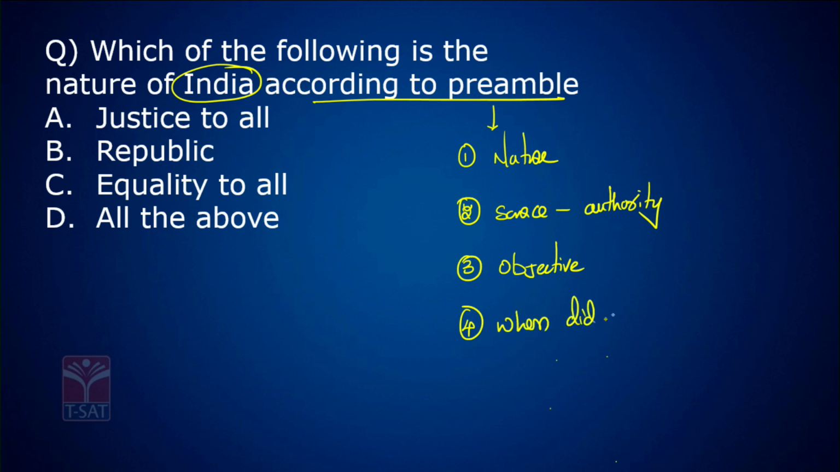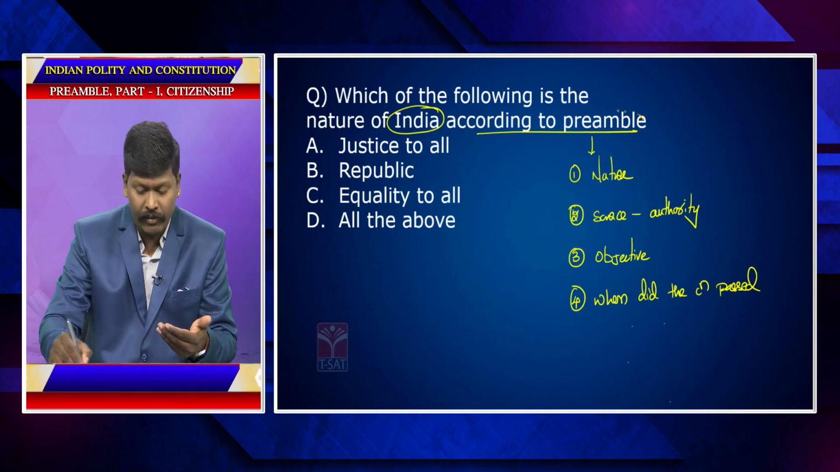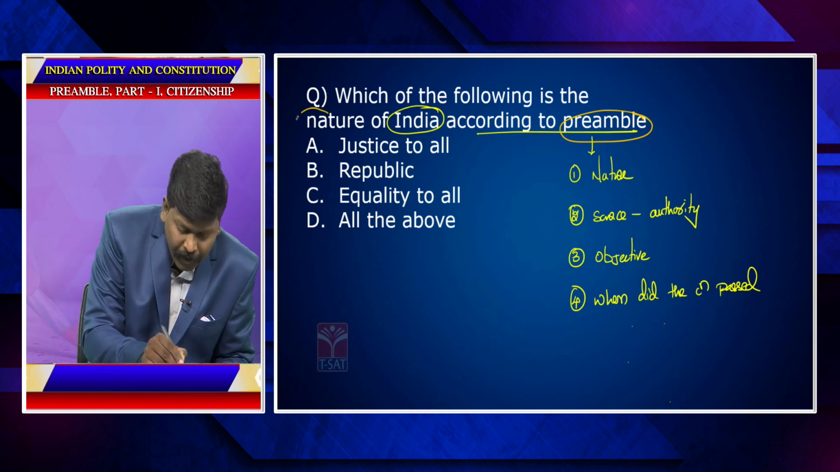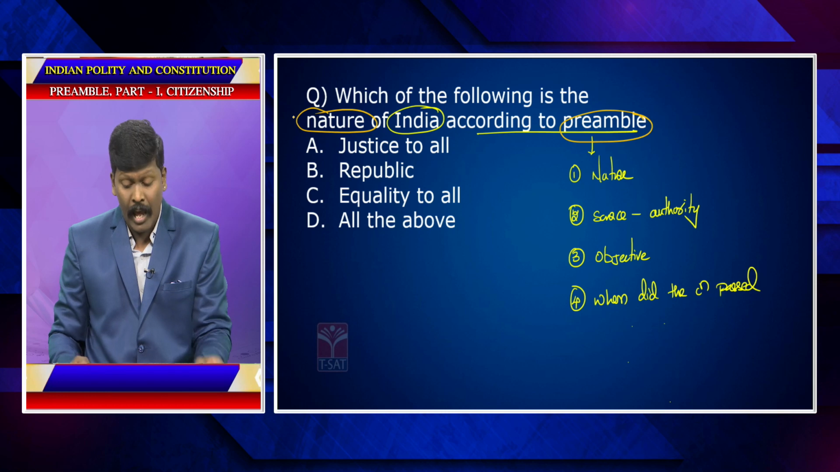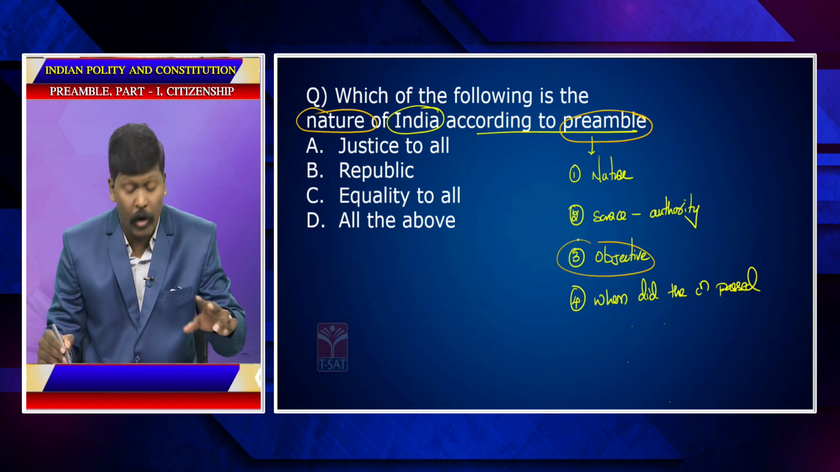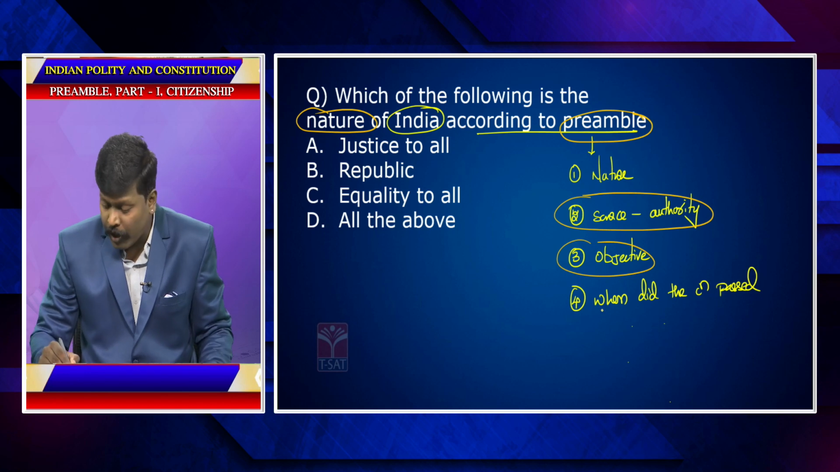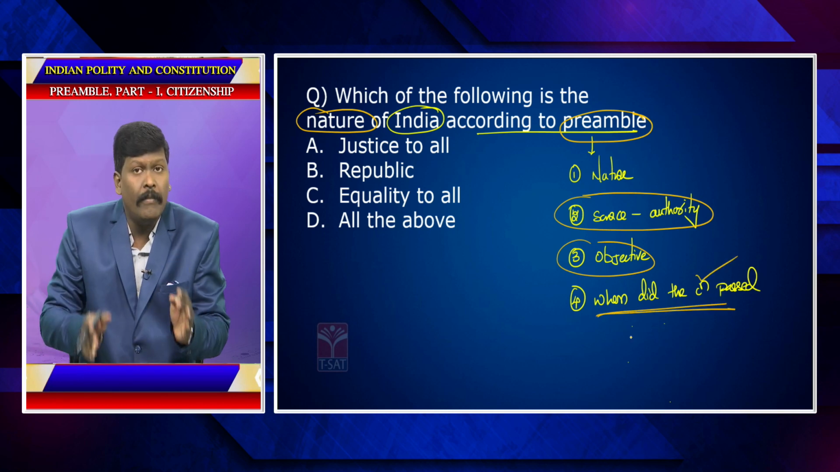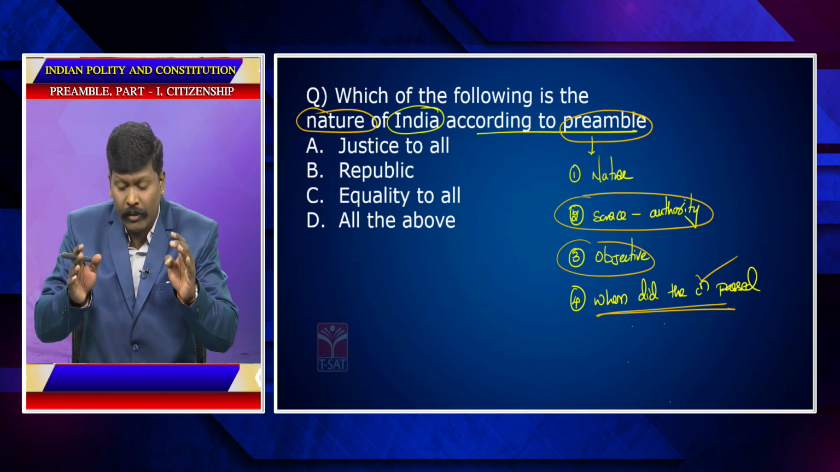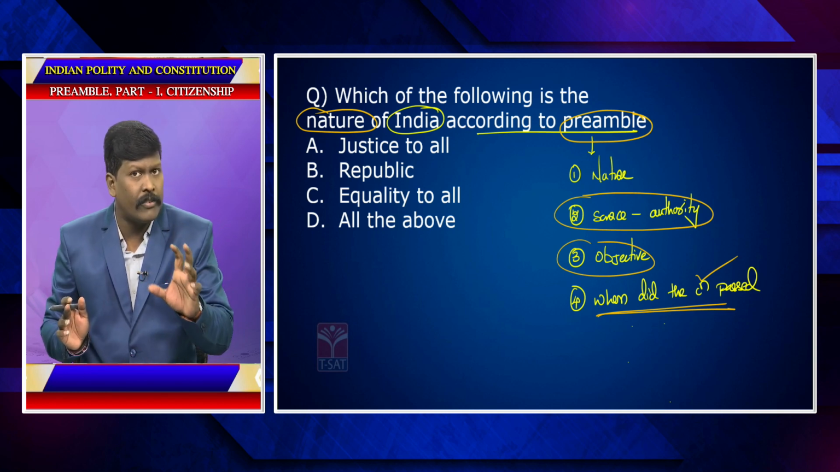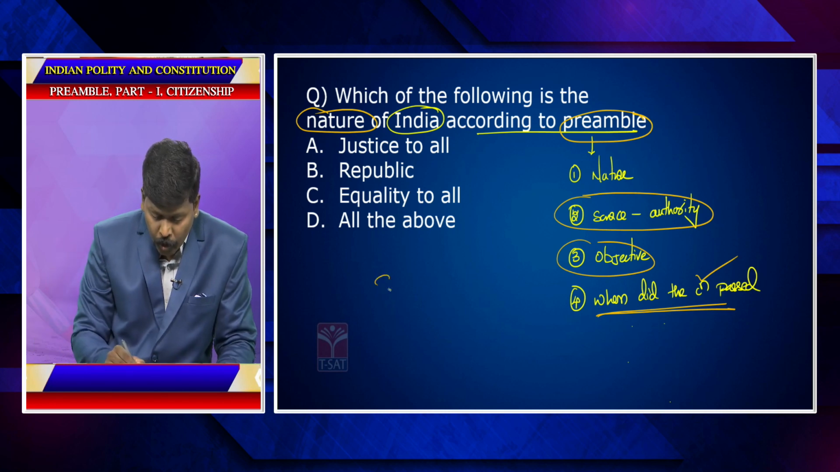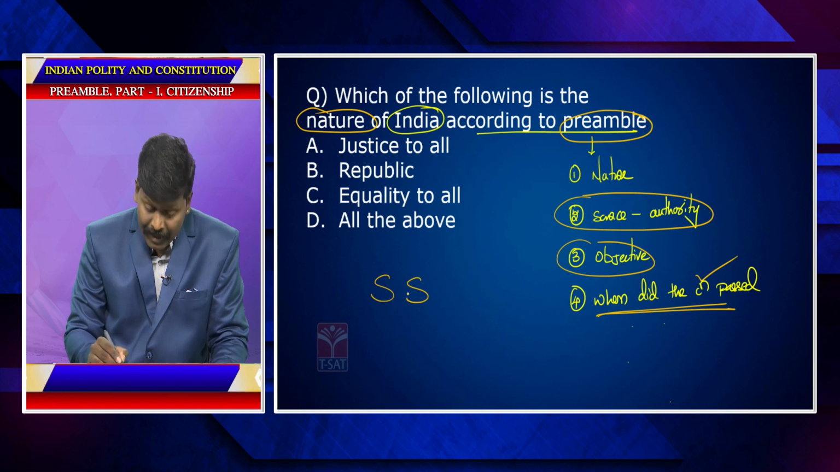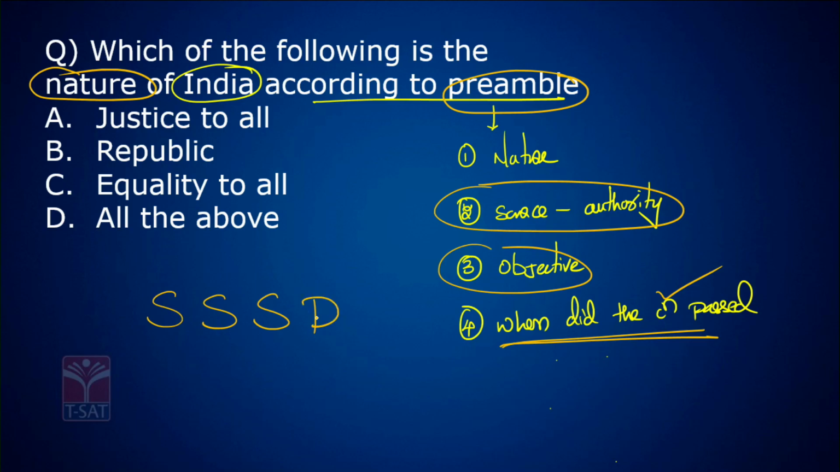When was the Constitution passed? These are the four things which you will know exactly when we discuss the Preamble. Now, here I am specifically asking about nature. I am not talking about the objective, or the source, or when the Constitution was passed. I am discussing what the nature is. The nature of the Constitution according to the Preamble is sovereign, socialist, secular, democratic and republic.